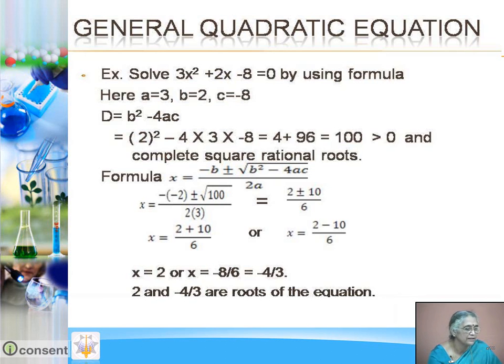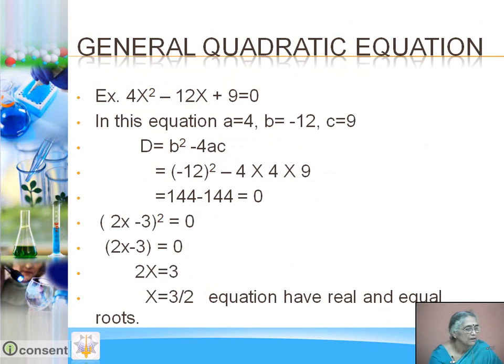We substitute this value of D in the formula. So x = (-b ± √(b² - 4ac)) / 2a. When you substitute values, you get (-2 ± 10) / 6. So the roots are 12/6 or -8/6. So it is 2 or -4/3.